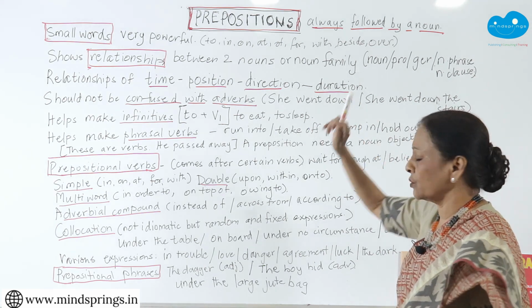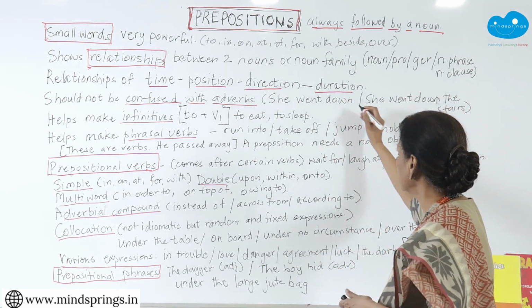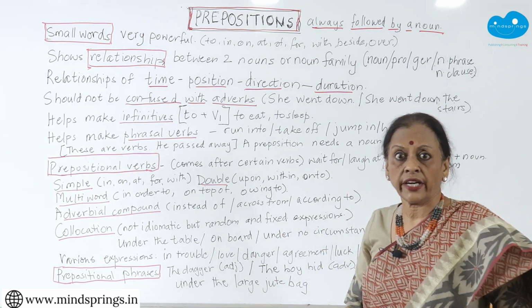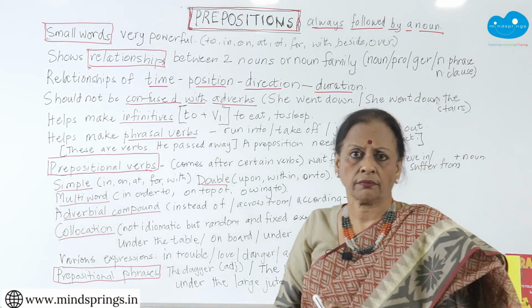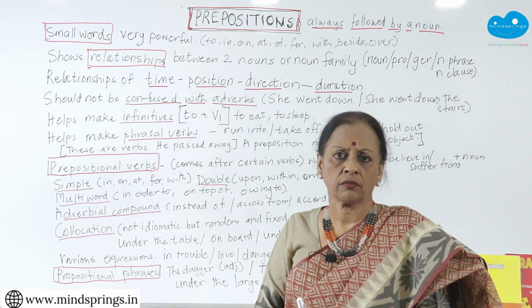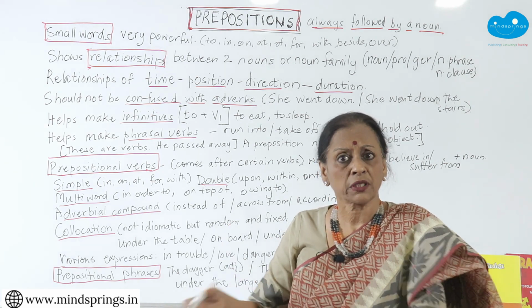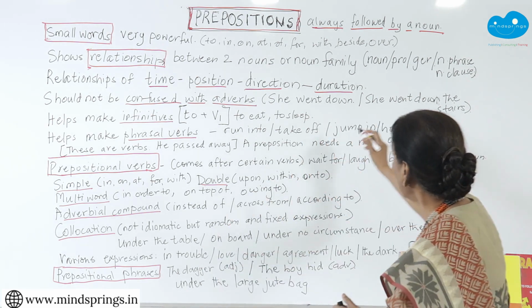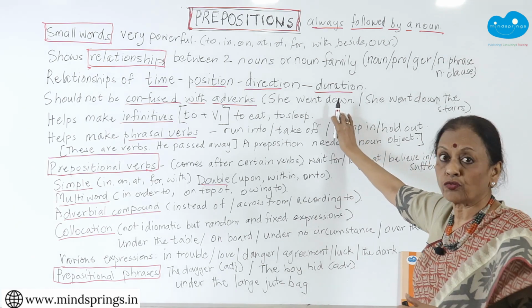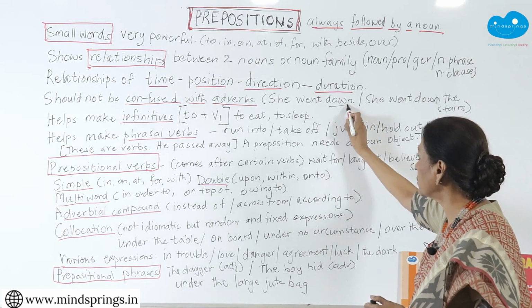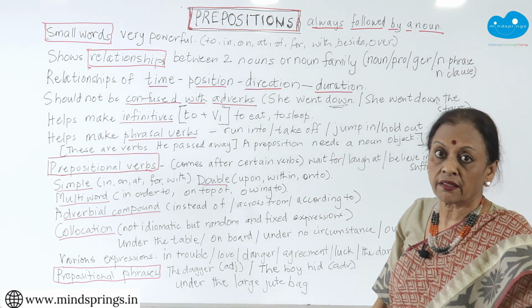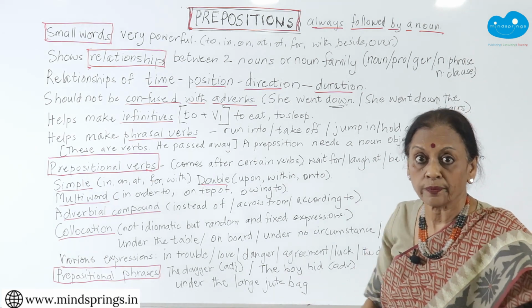She went down, full stop. She went down. Where did Maya go? She went down. Her mum saying she went down. Maybe to play, maybe to whatever, but she went down. So, therefore, she went down full stop is an adverb. It tells me where, went where, down.